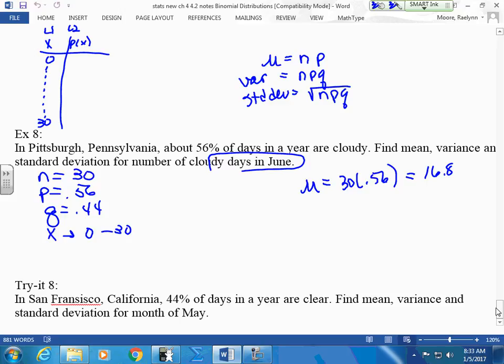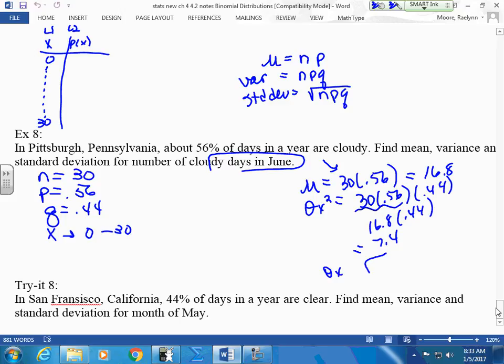Do we remember those formulas? No, I'll give you those formulas. To find your standard deviation, your variance squared, this is our variance. We do n times p times q. If you want, you already did this part. But doesn't your mean make sense? Your mean is just your average. So if I was 56% of my 30, that makes absolute sense. So when you do this, your variance will be 7.4. To find your standard deviation, all you have to do is take the square root of that guy.